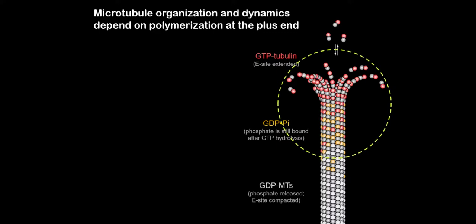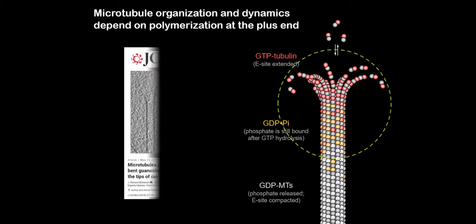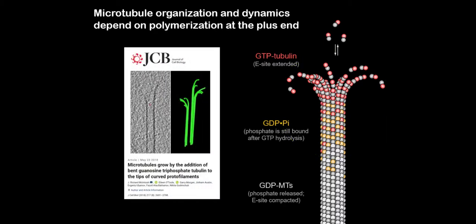GTP and GDP-Pi-loaded tubulin subunits are thought to protect the growing microtubule plus end from sudden depolymerization. The structure of this protective cap is complicated and still not completely understood, but recent cryo-electron tomography data have challenged older ideas in the field and now strongly suggest that microtubules grow as individual curved protofilaments that subsequently close into a tube.